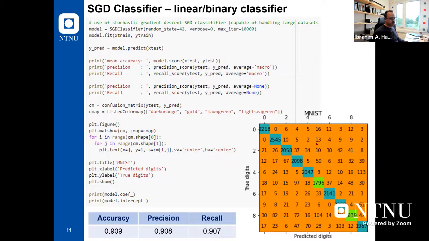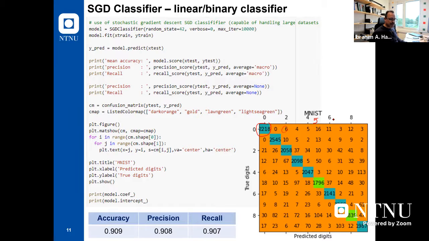In this problem, the classes we have are from 0 to 9, so we can plot the true digits against the predicted digits, right? What does this one mean? It means we have 2,218 zeros correctly classified as 0, 0 cases classified as 1, 6 classified as 2, for example, 5 classified as 4, 16 classified as 5, because there is big confusion, in fact, between 0 and 5, right?